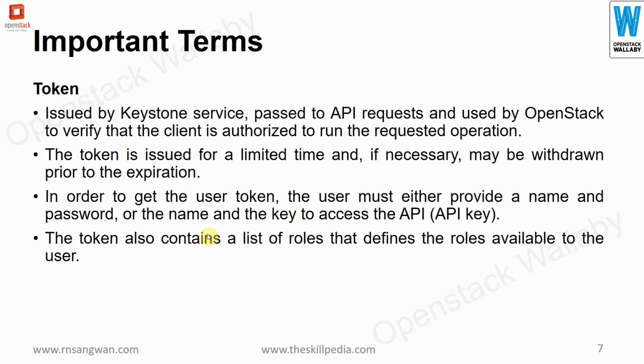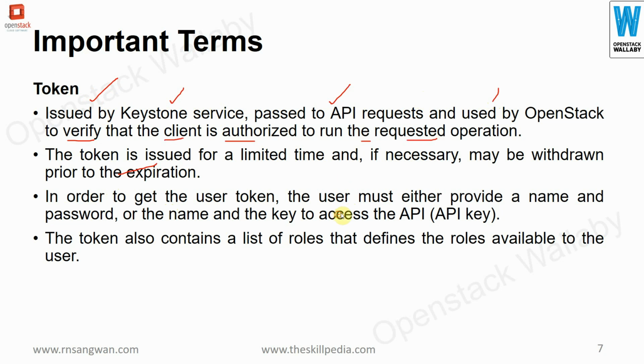Token. A token is not just the password, but it is more than that, because it also has the permissions associated with what you are going to do, what you can do with the cloud. So a token is issued by the Keystone service, passed to API requests, and used by OpenStack to verify that the client is authorized to run the requested operation. A token is issued for a limited time and if necessary may be withdrawn prior to expiration.